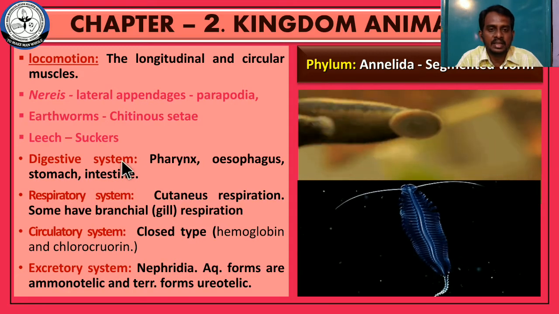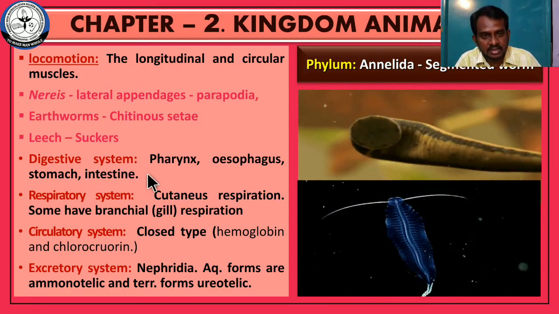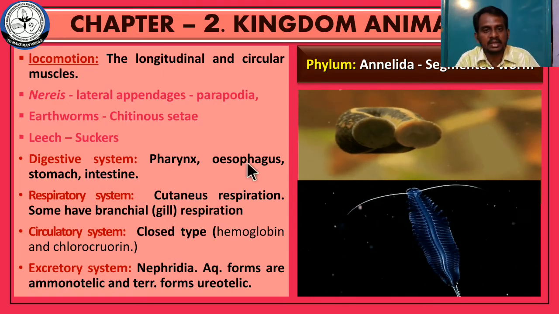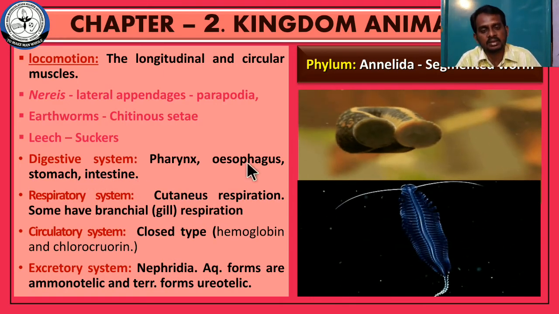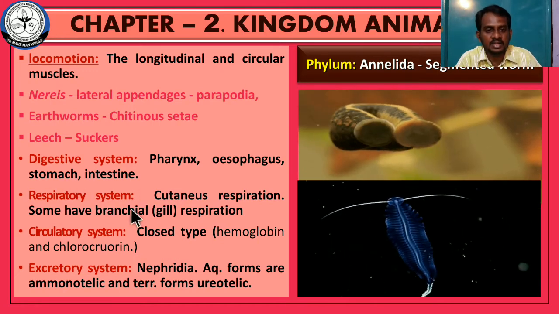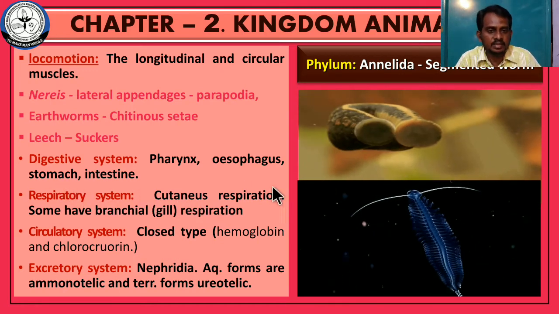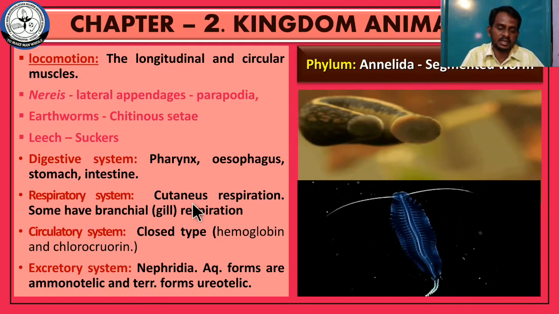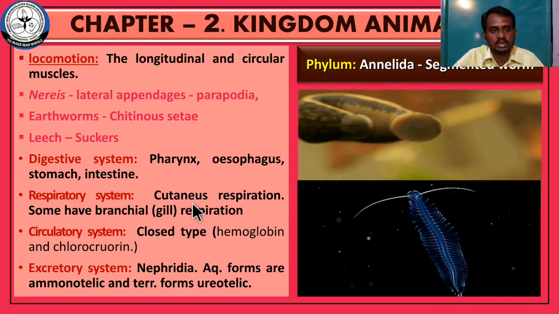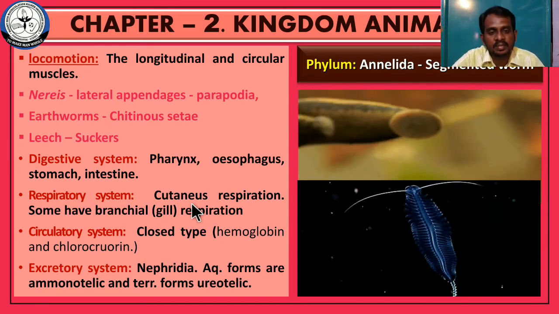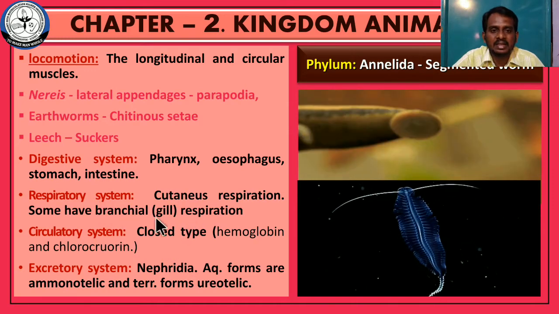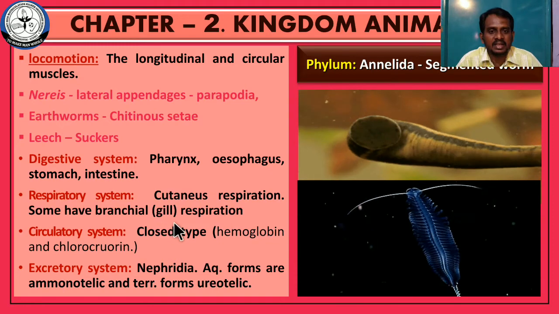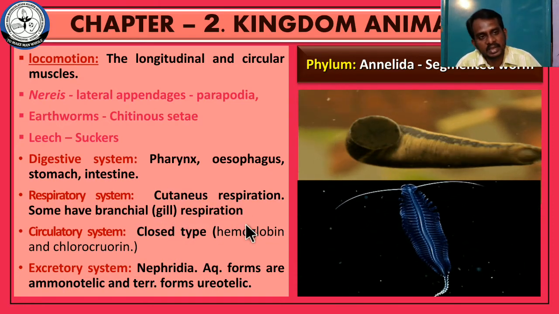Okay, and next, the digestive system. It consists of pharynx, esophagus, stomach and intestine. In this animal, a complete digestive system is also seen. And for the first time, respiration also takes place through the skin. That type of respiration is called cutaneous respiration. And some animals have branchial gills. Some aquatic animals may contain branchial gills. The branchial gills act as a respiratory structure.